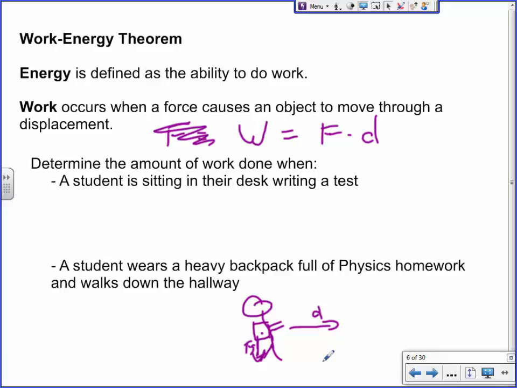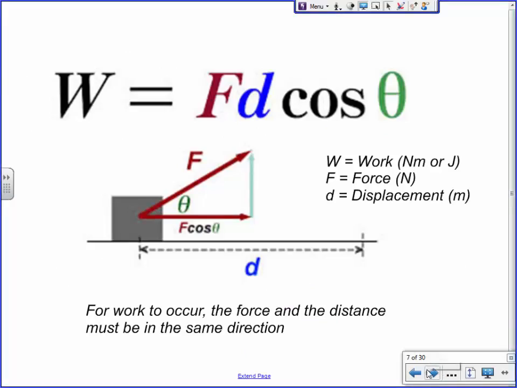So A, you have to use some force. B, the force has to cause something to move. And C, the force has to cause something to move in the same direction the force is causing it to move. Which leads to our next formula. This is actually the official work formula. When I gave you work is force times distance in the past, I kind of lied. I tell you a lot of partial truths when we first learn things.